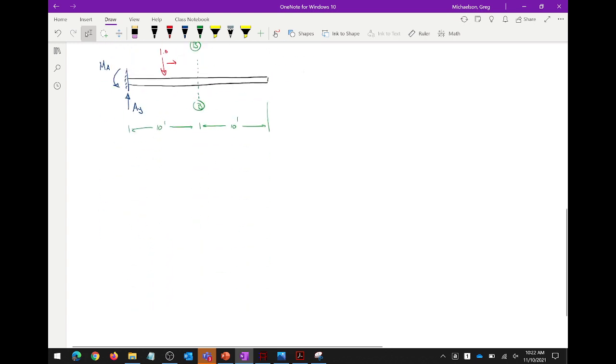So now, I want to draw the influence lines for these internal responses. Okay. We're going to start with the shear at B. Okay. Now really put your thinking cap on here. I want you to pay attention. Here is the beam.